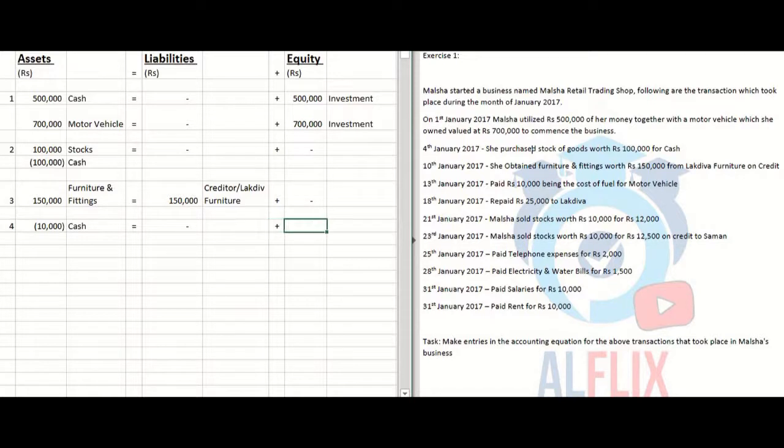plus, as we discussed in our previous video, expenses are able to decrease equity when they are incurred in a business. So there is an expense incurred here in terms of fuel for motor vehicle. So this will reduce the equity of the organization. So it will be a decrease of equity in terms of fuel expense.